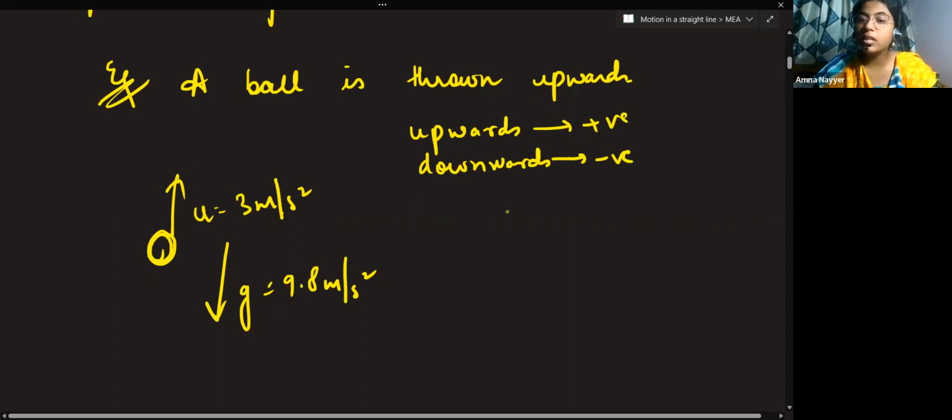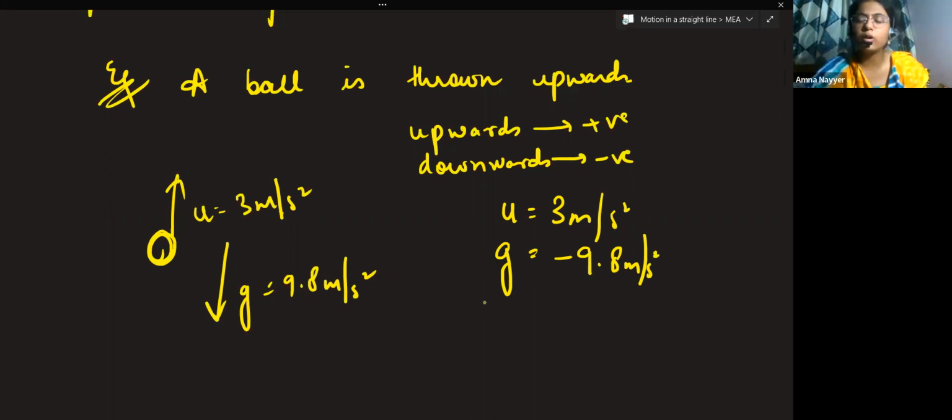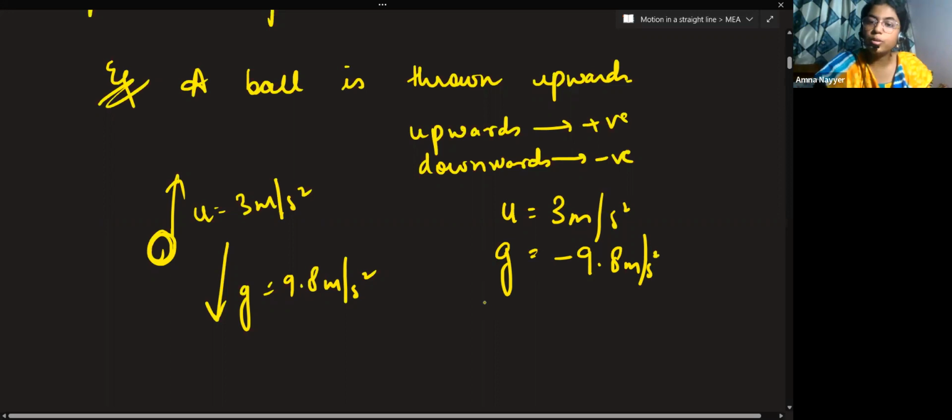So when Aisha answers, she will write the quantity going upwards. This ball is going upwards with velocity 3 meter per second. So u will be 3 meter per second, and she will write acceleration due to gravity as minus 9.8 meter per second square. With this much data, a person will be able to conclude that this child has taken upwards as positive. It means the velocity is upwards, that is, the ball is going upwards.